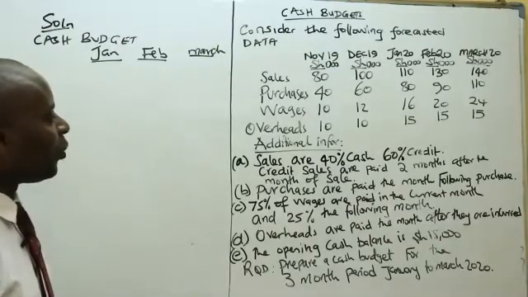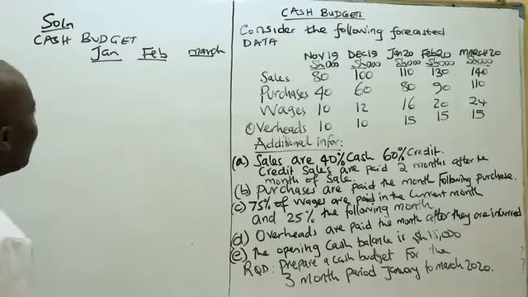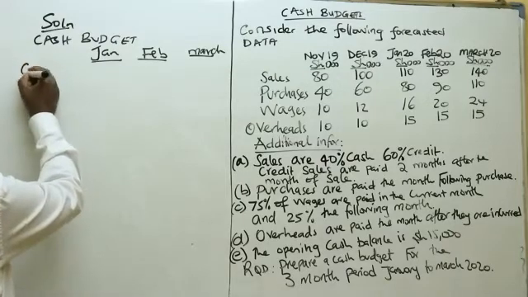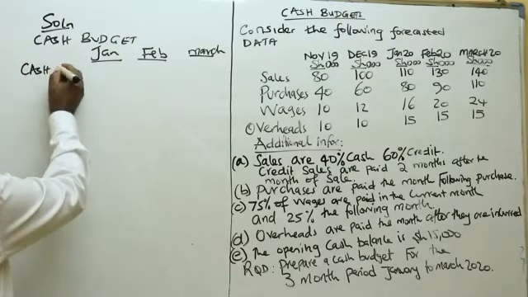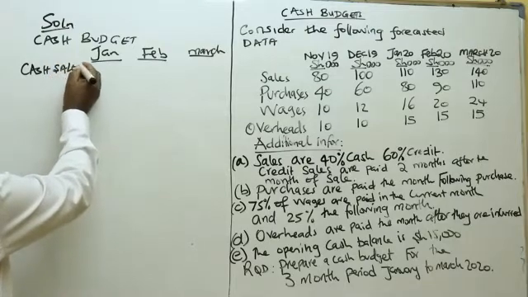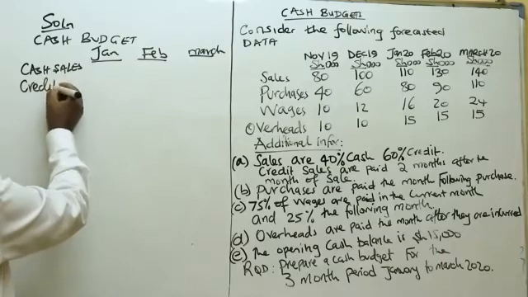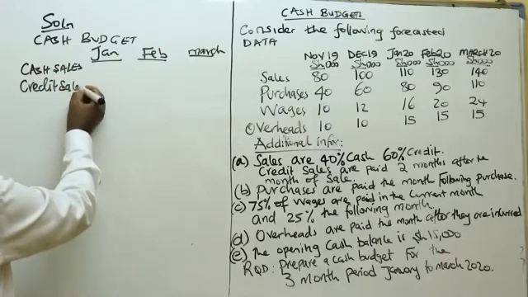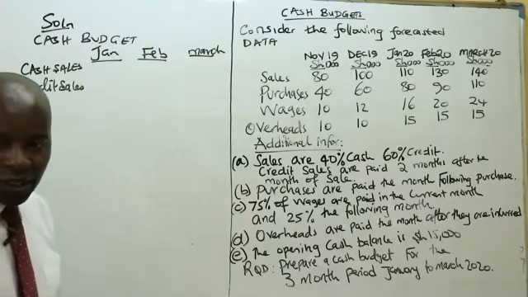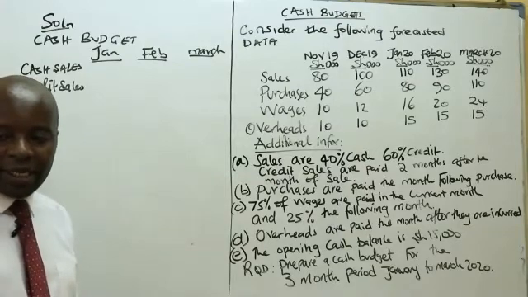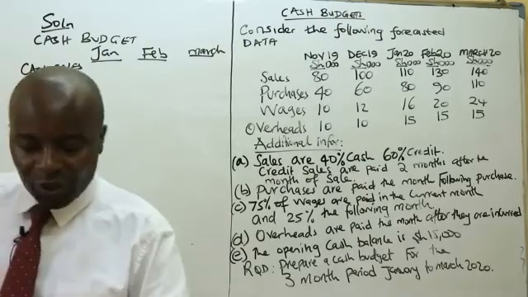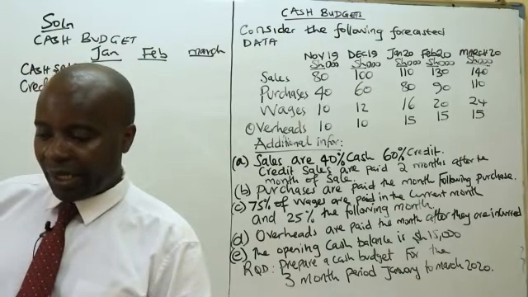So we begin with sales. Sales, of course, we have the cash sales, and then we have the credit sales. Very easy. Cash sales and the credit sales.